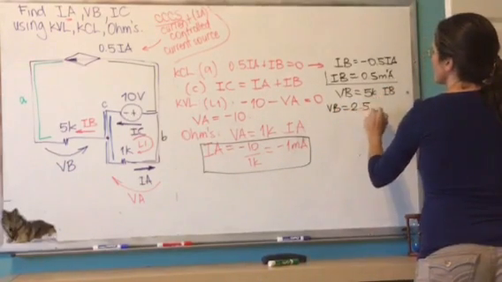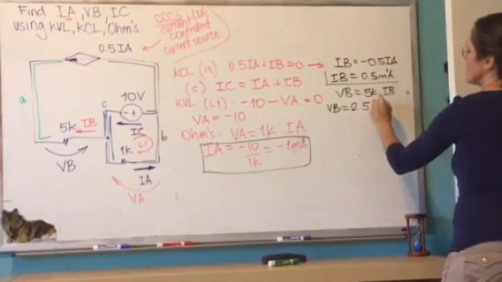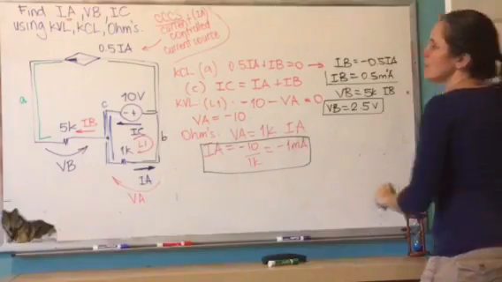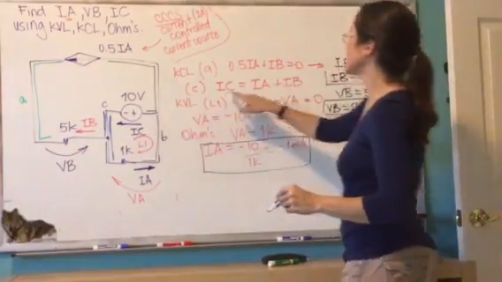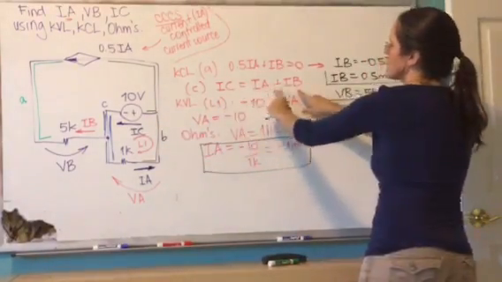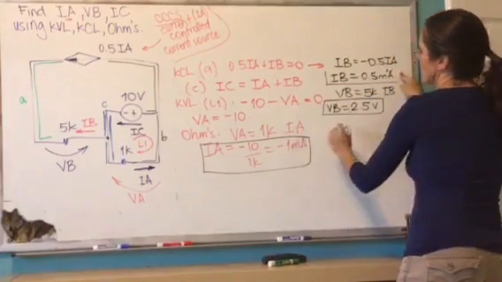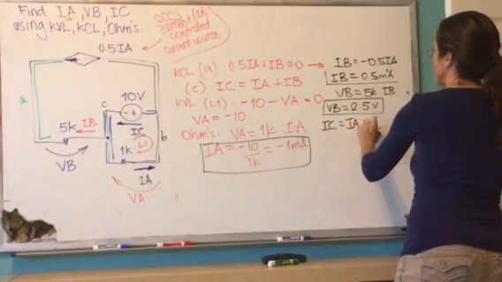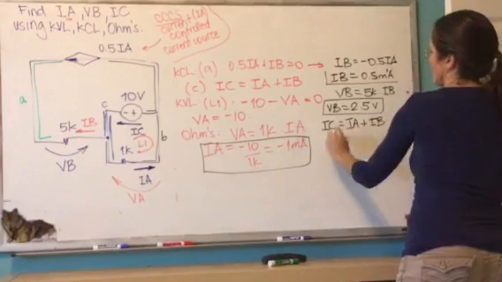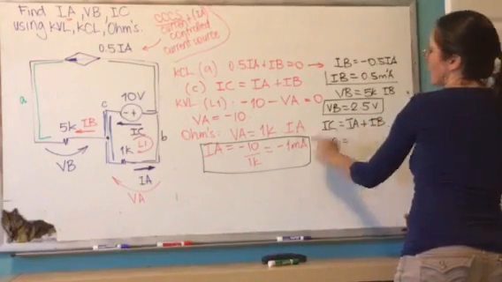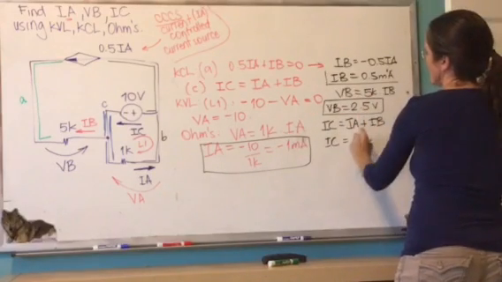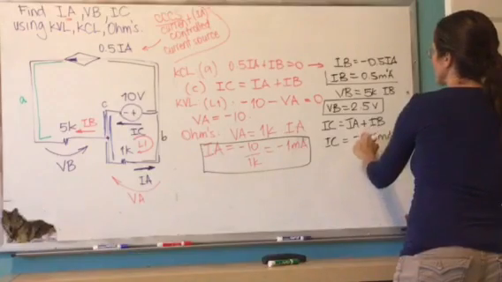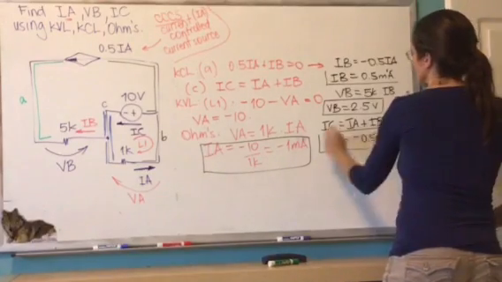So it's really 5 times half a milliamp. 5K times half. Finally, I want to find IC, and I look here, I find that IC equals IA plus IB. So IC is minus 1 plus half, which is minus half a milliamp. Please use this method when you try to solve the quiz.